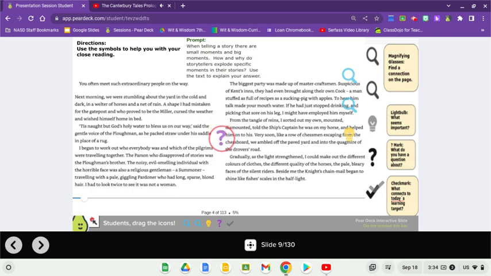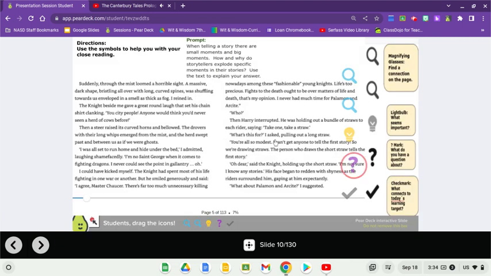Very soon, like a row of chessmen escaping from the chessboard, we ambled off the paved road and into the quagmire of the drover's road. Gradually, as the light strengthened, I could make out the different colors of clothes, the different quality of the horses, the pale, bleary faces of the silent riders. Beside me, the night's chain mail began to shine like fishes' scales in the half-light.